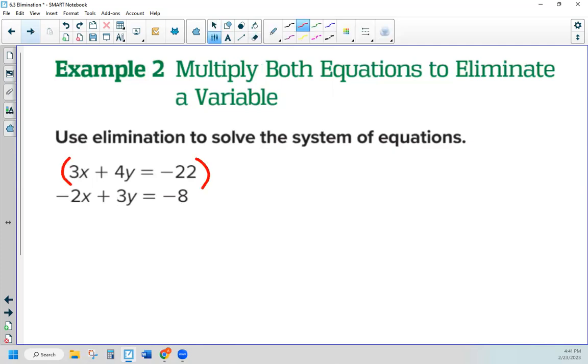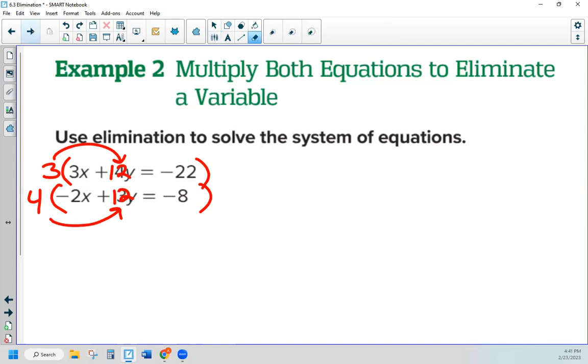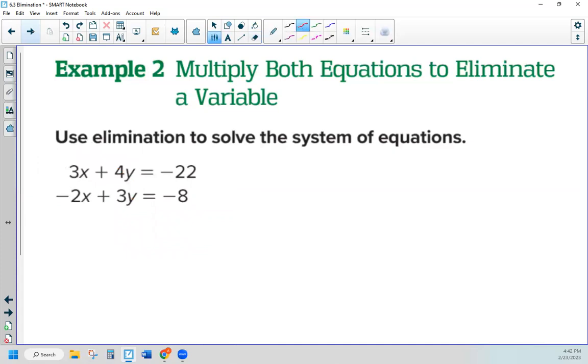Think about what I can do now on the top. I can multiply the whole top row by 3, and notice what happens: this 4 turns into a 12. And if I multiply this bottom by 4, it turns into a 12 as well. So this elimination will guide me to eliminate my 12s. Here's where I remind you once again, there are several routes that you could take, several different ways.